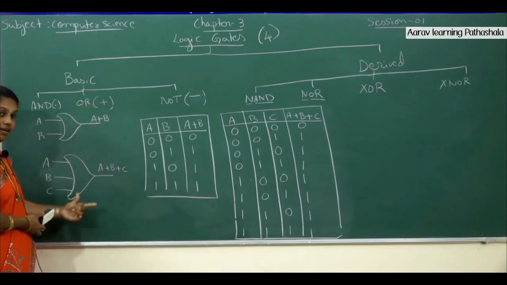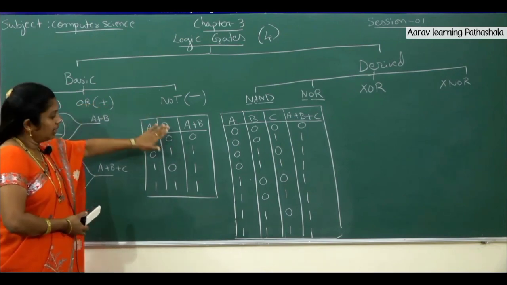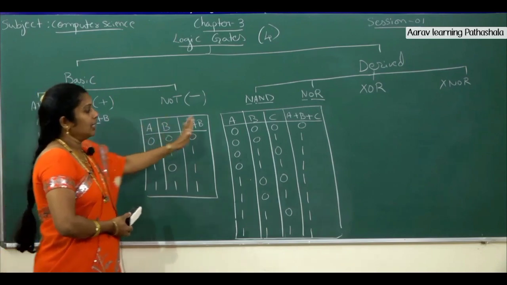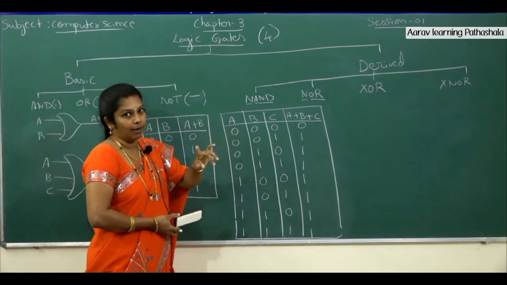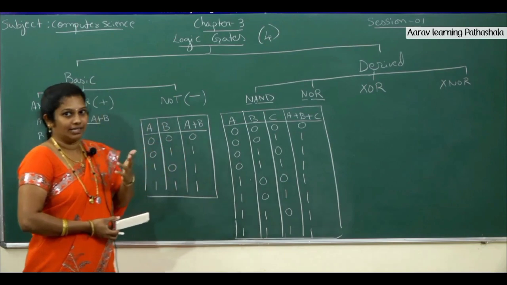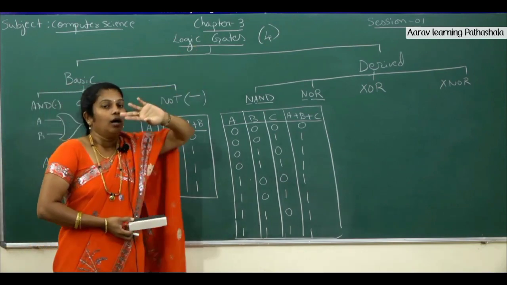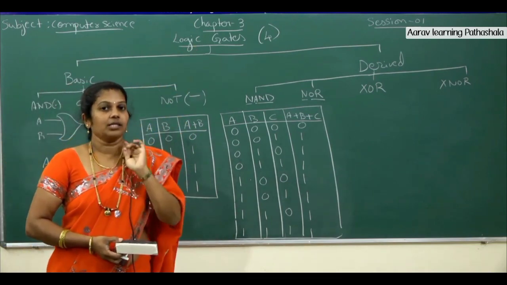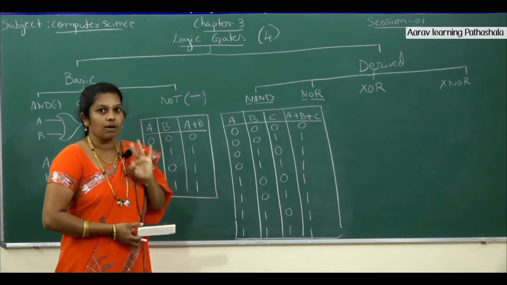This is the symbol for 3 variables in OR gate. This is the truth table for 2 variables. This is the truth table for 3 variables. In the exam they are going to ask. For example, already in the beginning I told you, the total weightage of this chapter is 4 marks. Out of 4 marks, 1 mark for 1 question and 3 marks for 1 question.